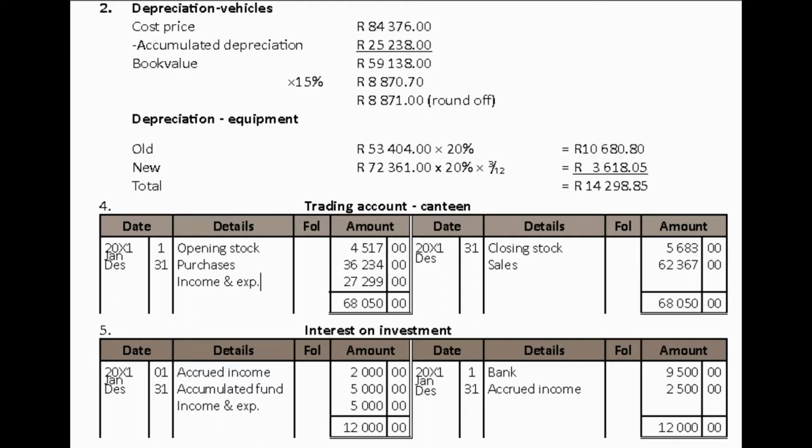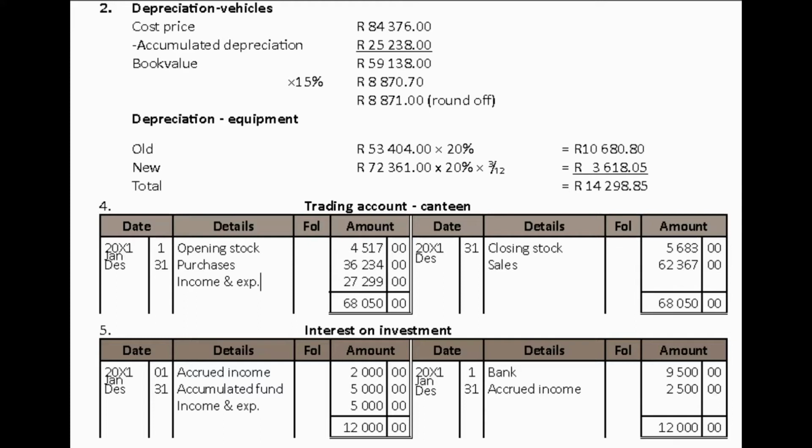Okay, so let's do the trading account for the canteen. Remember, when we work with the trading account for a specific section of the club or the old age home or whatever, this is the soccer club, then we work with opening stock and closing stock. If you look at the balance sheet and the notes to the balance sheet, the closing stock at the end of last year was 4517.